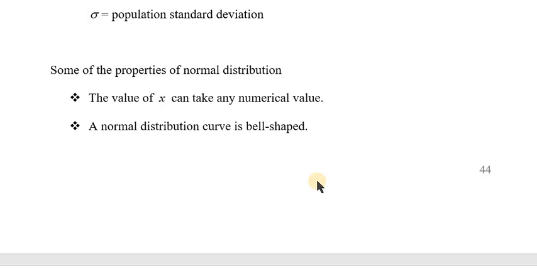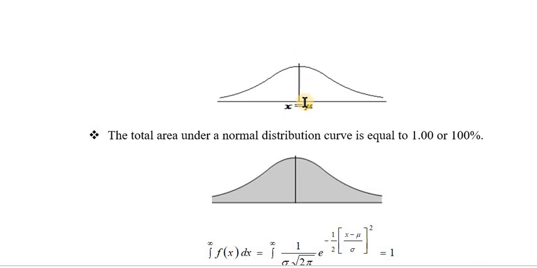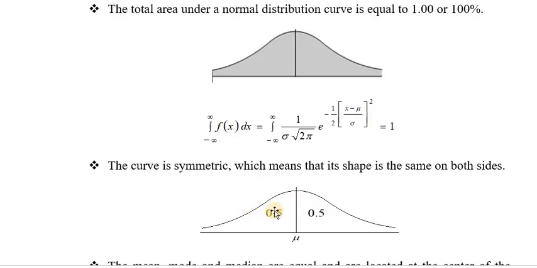There are some properties of normal distribution that you must know. x can take any numerical value since it is a continuous random variable, and the distribution shape is bell shape, which is symmetric, and the middle of the bell shape is the mean. So the mean is in the middle, and then we have the bell shape which is symmetric. It means that the area on the left and the right is the same. The total area under this bell shaped curve is 1.